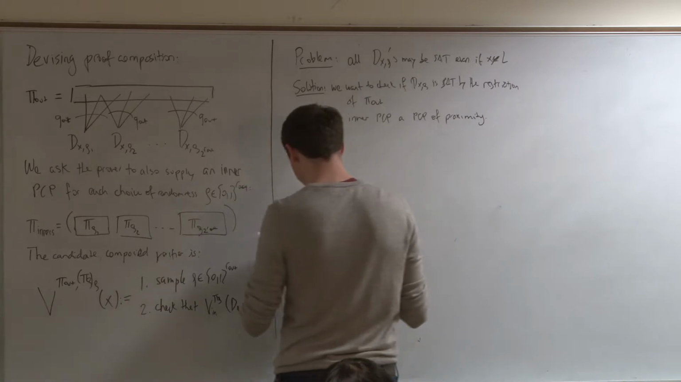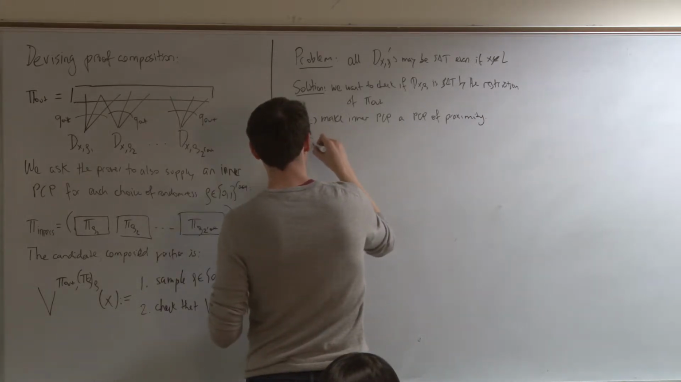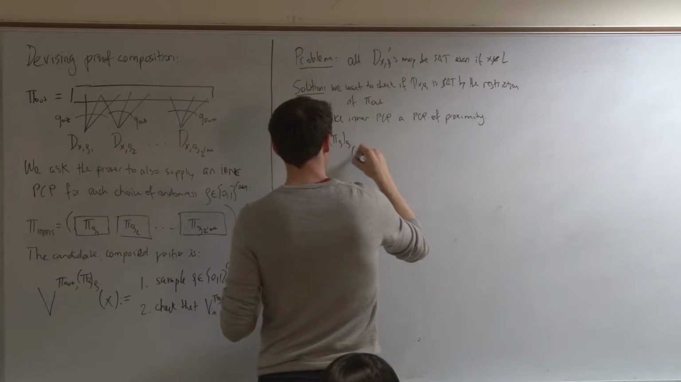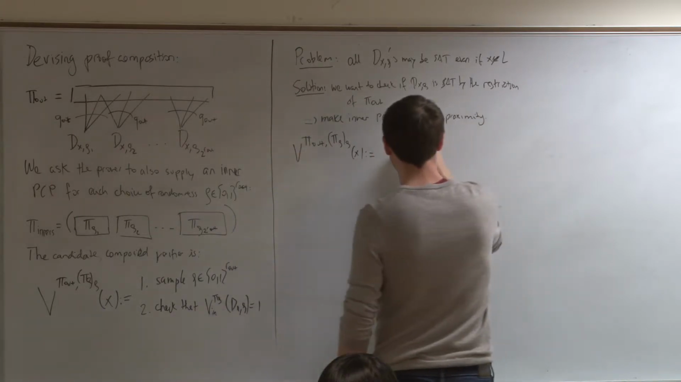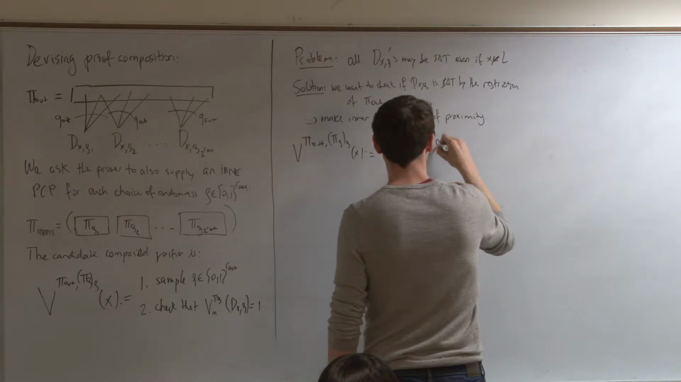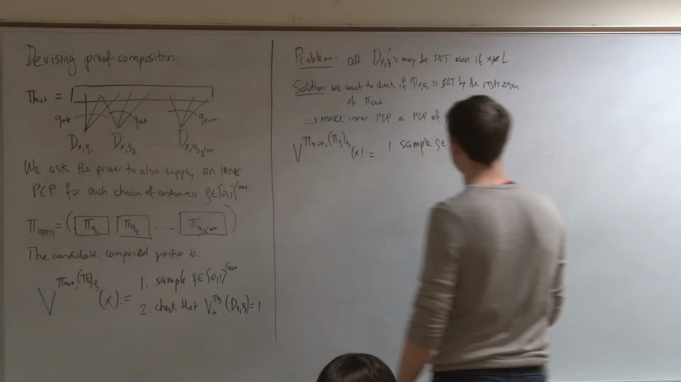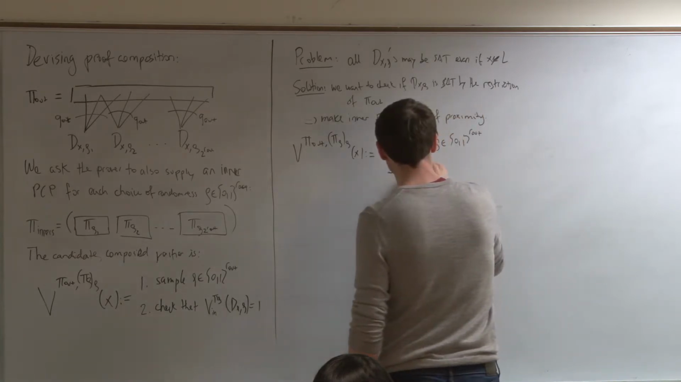So the first amendment to this composed verifier is that, well, first, like before, we're gonna sample a random test from the outer PCP, okay?